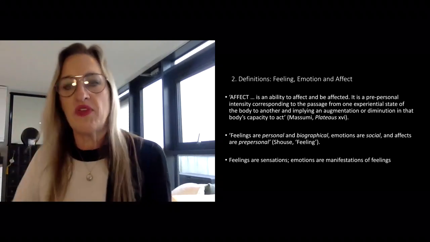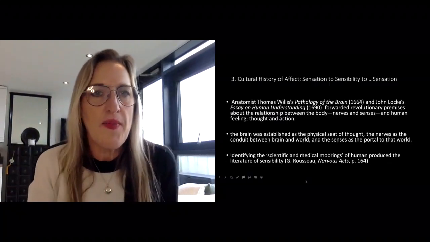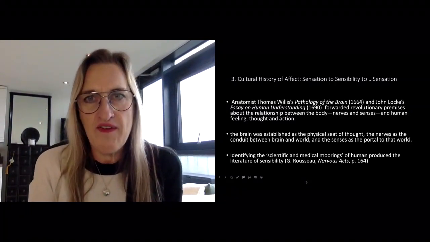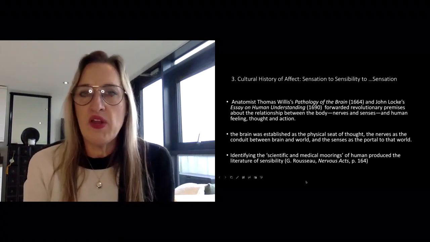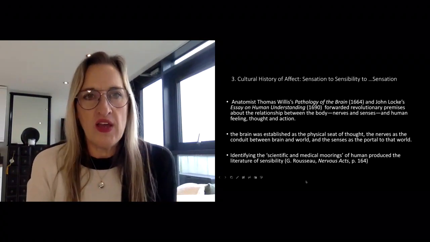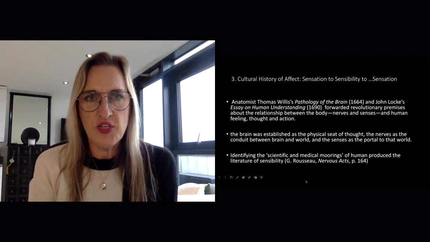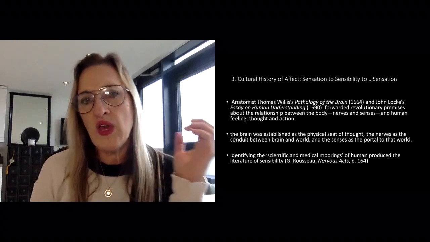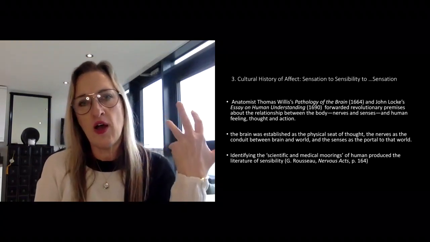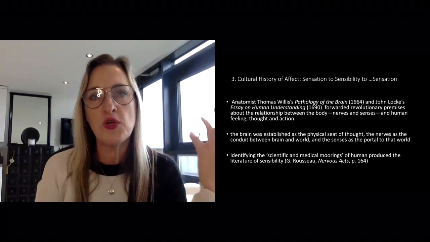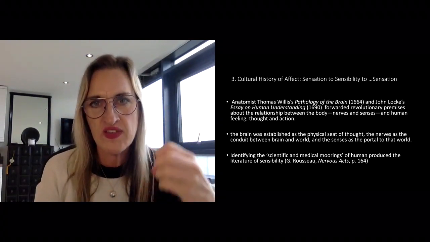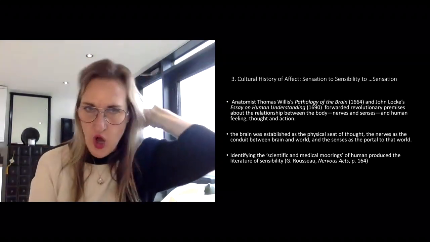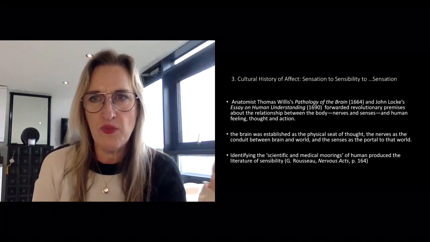And then there's something else, which is affect. Okay, so three, the other thing to think about is this cultural history of affect. Now, as I've repeated ad nauseam, affect has to do with the body. So way back, we started to have the term sensation, we started to use it when we started to understand how the nervous system worked in the body. So way back in the 17th century, the anatomist Thomas Willis, for instance, wrote Pathology of the Brain.